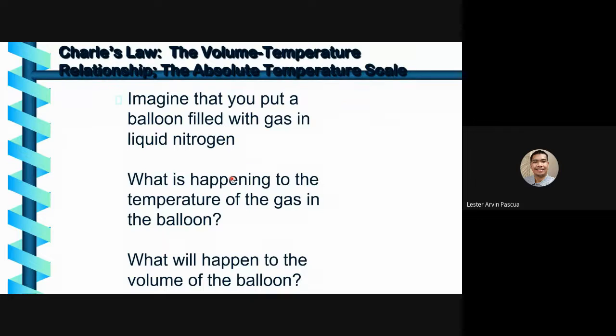Okay, so this is Charles. Yung other law, which is Charles' law, is this one. Sabi niya dito, Charles' law is the volume temperature relationship, and it uses the absolute temperature scale. So imagine that you put a balloon filled with gas in liquid nitrogen.